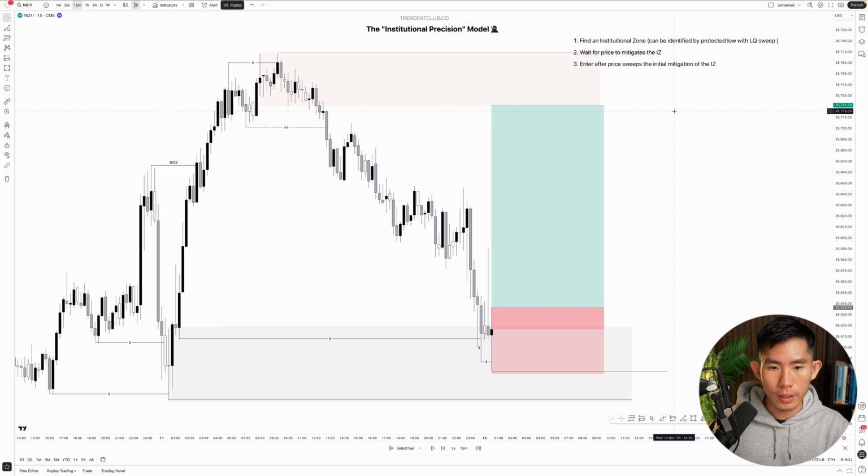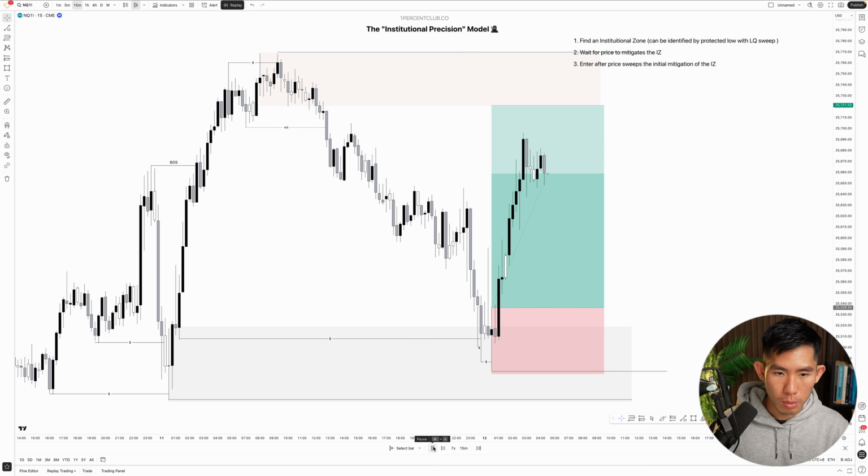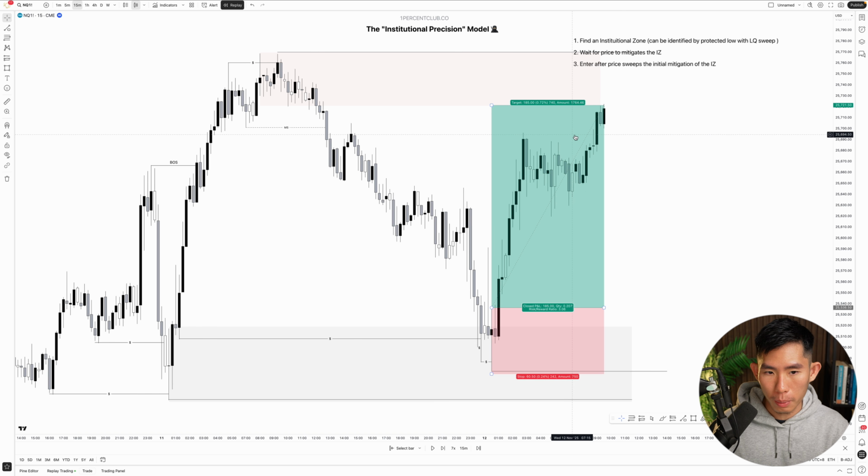So in this particular case, once that's done, I'm just going to let the trade play out. Okay, so price goes up, slowly goes up. Slowly but surely it meets a little bit of resistance right here, because if you look at the left hand side, there is some form of supply right here. And then later on, price went up there and smashed our TP.